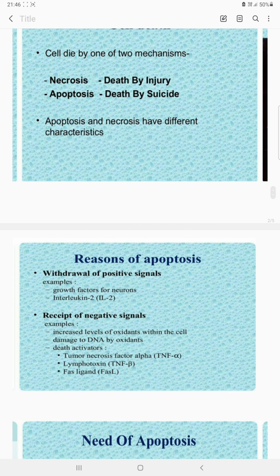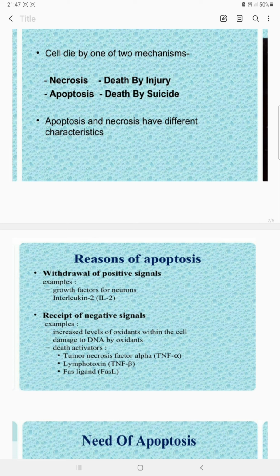So basically, I told you apoptosis is always a physiological process, while necrosis can be pathological and can be physiological as well. Necrosis happens when you have an injury or you give any kind of stress to your body, while apoptosis occurs only through physiological processes. So if naturally any cell dies inside you, that means apoptosis.